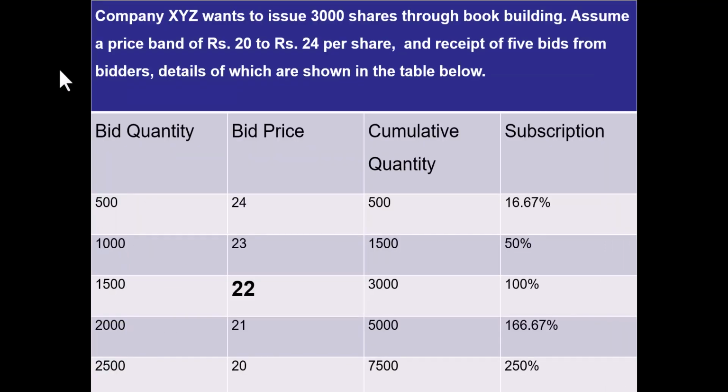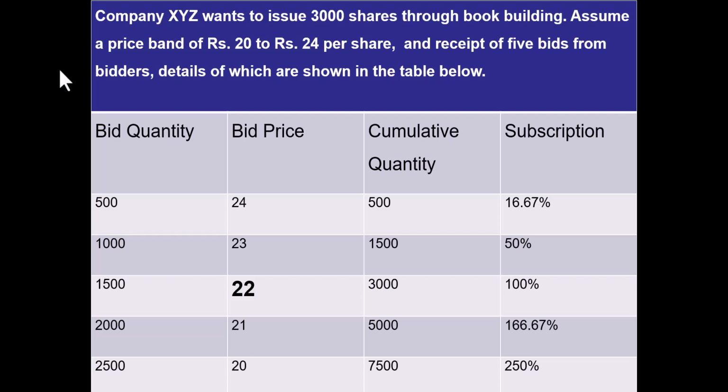Now company XYZ wants to issue 3,000 shares through a book building process. Assume the price band is 20 to 24 and receipt of 5 bids from bidders, details of which are shown below. So 500 bid quantity, bid price 24. So cumulative 500, that means 16.67%, which is 500 divided by 3,000. So here 16.67% has been subscribed.